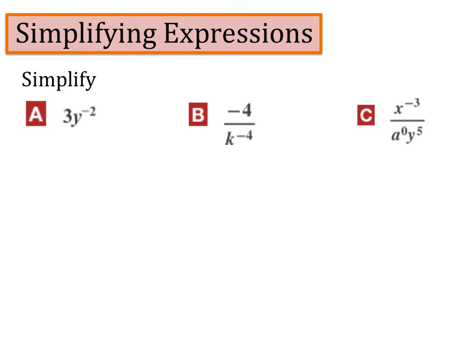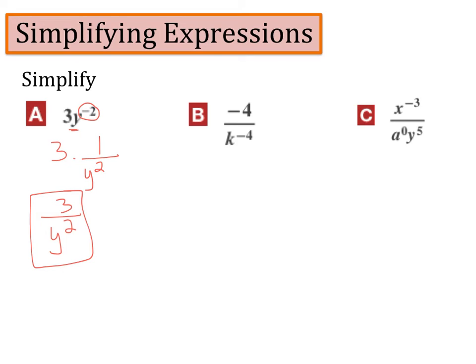Let's work on simplifying a few more expressions. So for our first expression, we have 3y raised to the negative 2. We know that anything raised to a negative exponent, we end up doing 1 over, whatever that base is, we bring that down to the denominator, and then we change the sign of that exponent to be a positive 2. So now we can just combine this to be one fraction and write it as 3 over y squared.